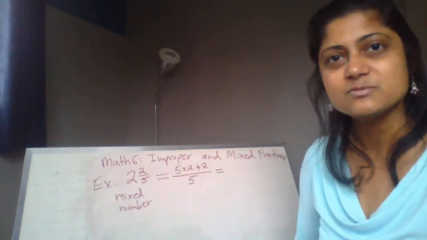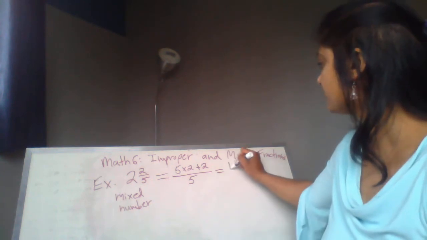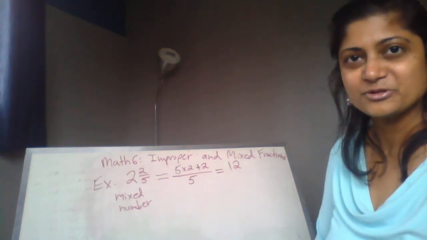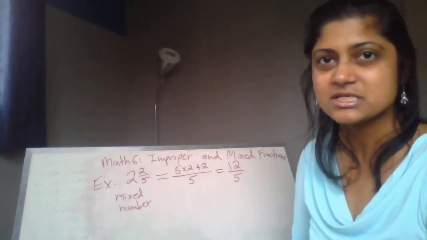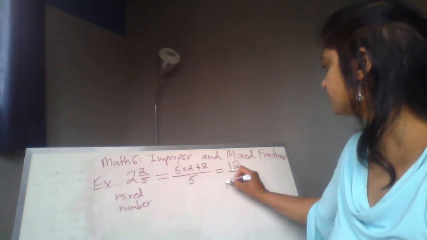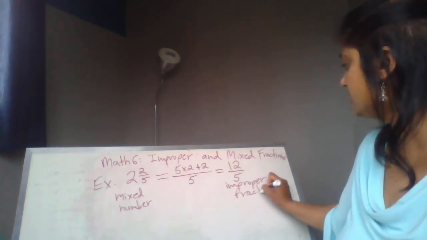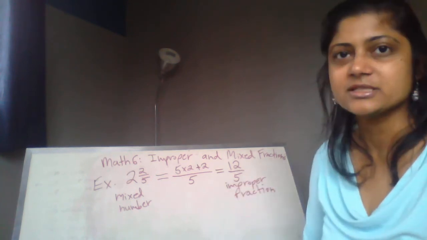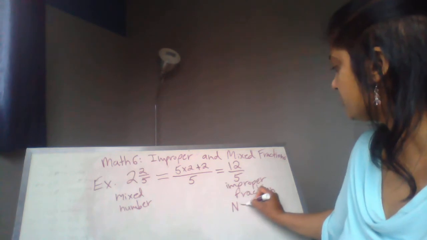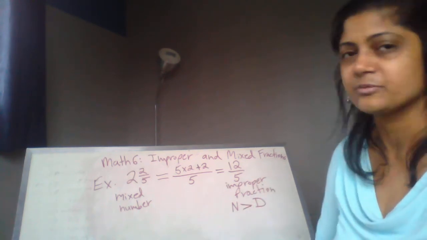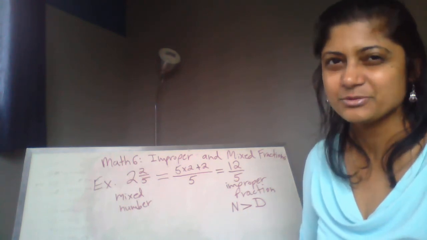So I'm doing 5 times 2 at the top, which is 10. 10 plus 2 is 12. The numerator is 12, and the denominator is still going to be equal to 5. So this is my final answer here. This is an improper fraction, and the definition for that is that the numerator, so I'm going to put n, is greater than the denominator. And that's what defines the improper fraction. Does everyone see that?